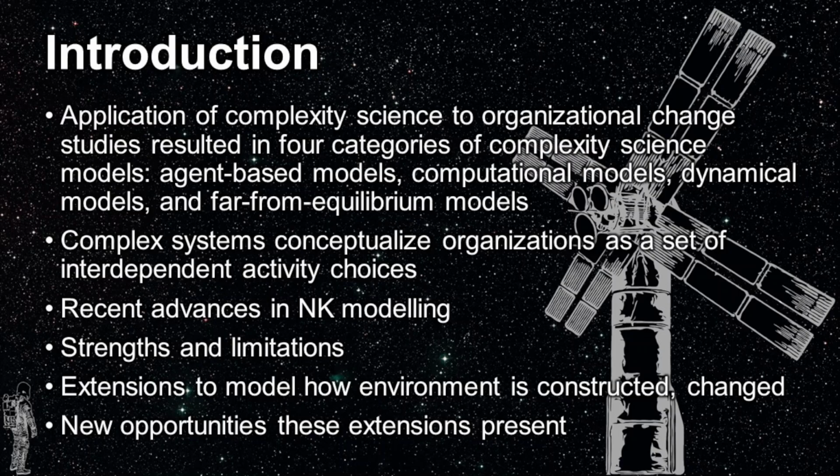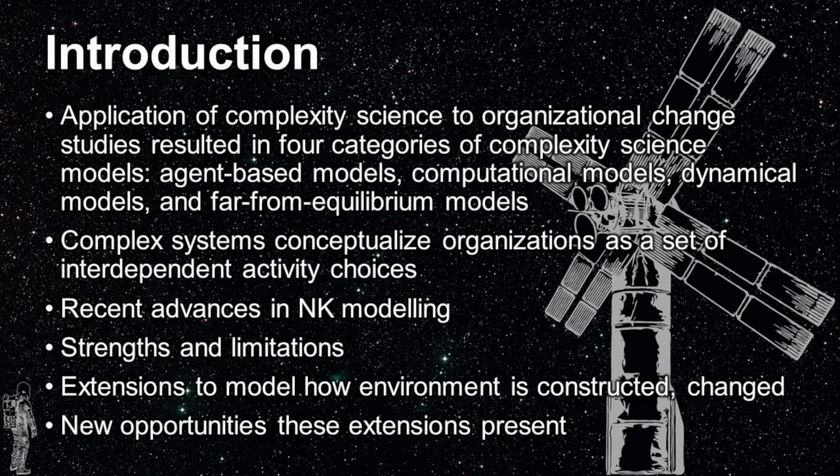Chapter 20 talked to 3 of those types of models, and this chapter, Chapter 21, is devoted entirely to the NK computational models. In this chapter, the authors review recent advances in NK modeling, the strengths and limitations of this type of model, and then look at how recent models are trying to focus more on how the external environment is constructed and changed by activities within the boundaries of the firm. Finally, the chapter addresses new opportunities these extensions present.